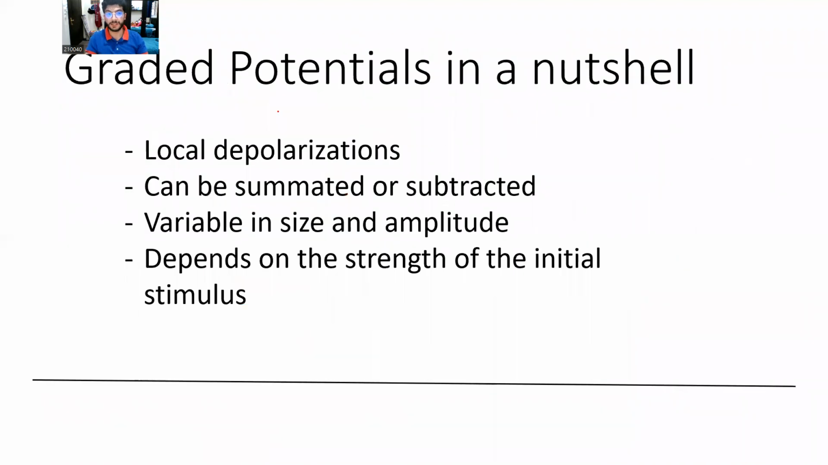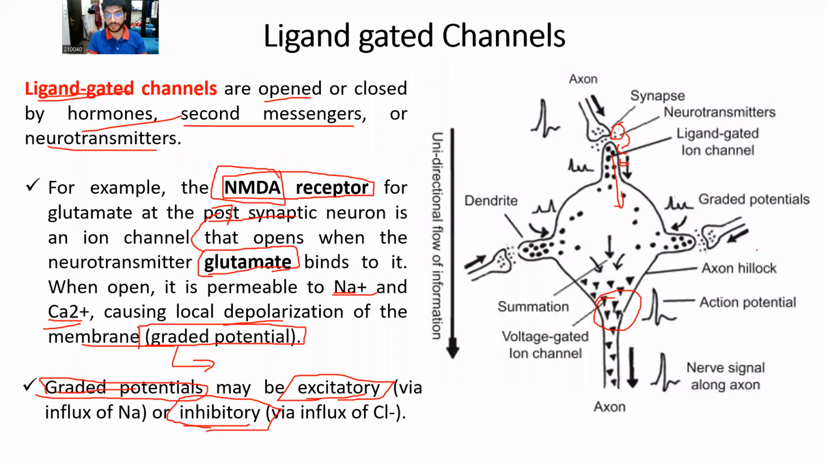So I made a quick summary of what a graded potential is because someone asked me as well. So I'll clarify it here. So graded potentials are four things. Number one, they're local depolarizations or hyperpolarizations, whatever you want to discuss. It could be hyperpolarizations, which are basically making the membrane more negative. So this means that they only happen in this local region.